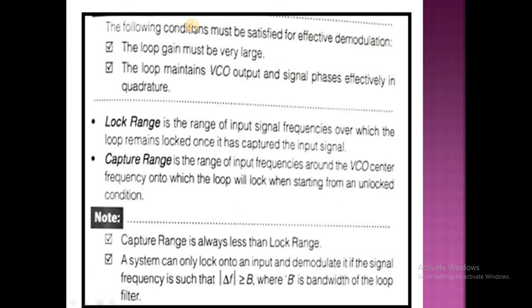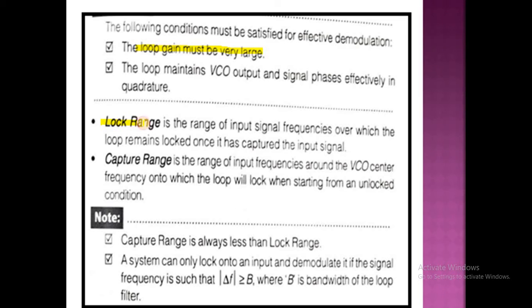So the following conditions must be satisfied for effective demodulation. The following conditions are very much important for demodulation, that is, loop gain must be very large. The gain must be very large and the loop maintains VCO output and signal phases effectively in quadrature.